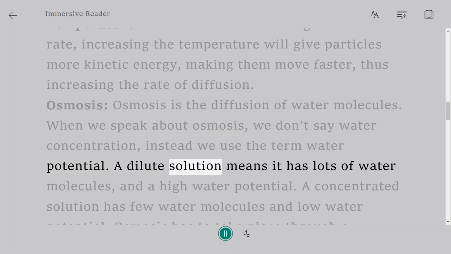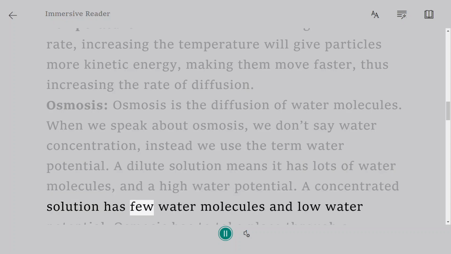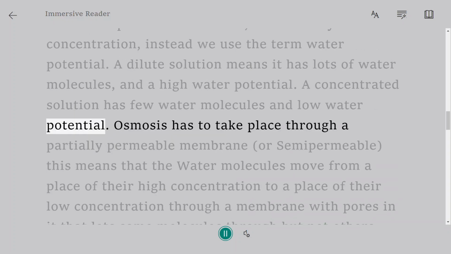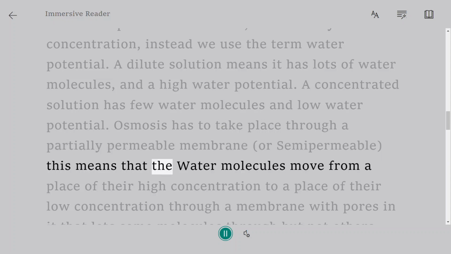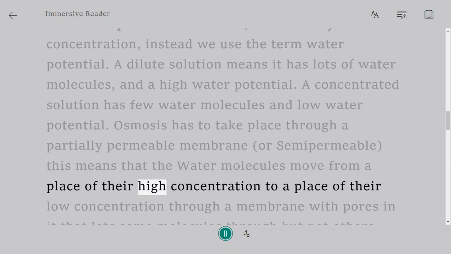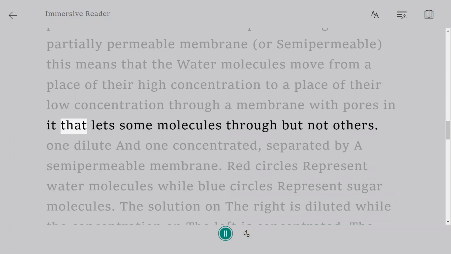A dilute solution means it has lots of water molecules and a high water potential. A concentrated solution has few water molecules and low water potential. Osmosis has to take place through a partially permeable membrane, or semi-permeable. This means that the water molecules move from a place of their high concentration to a place of their low concentration through a membrane with pores in it that let some molecules through but not others.